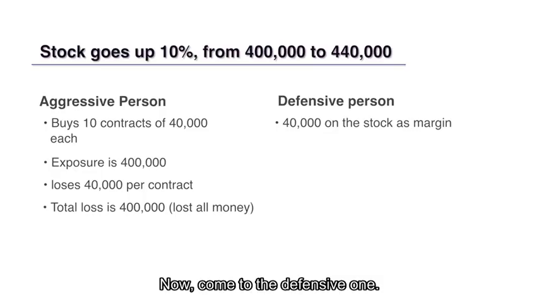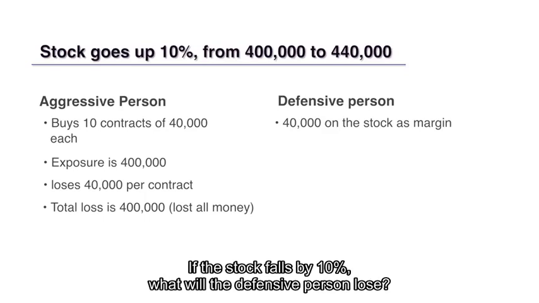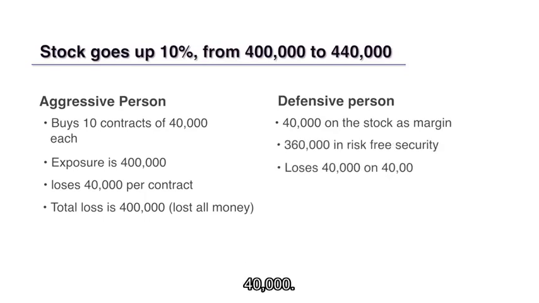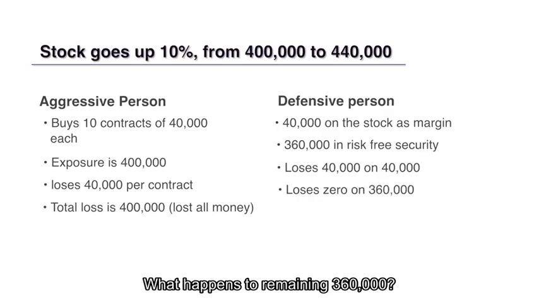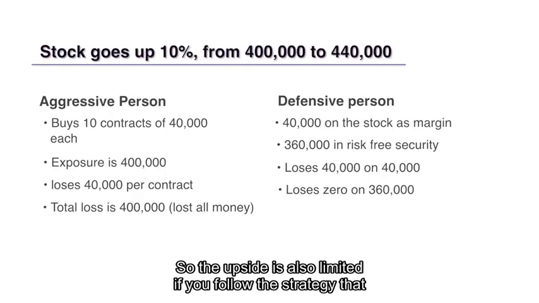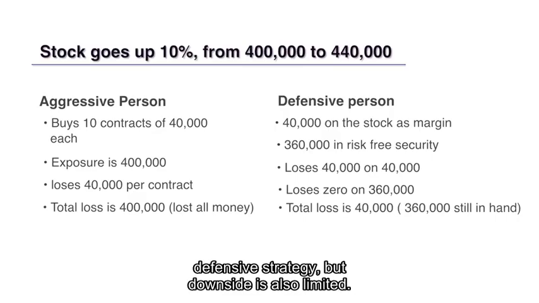Now come to the defensive guy. If the stock falls by 10%, what will the defensive person lose? 40,000. What happens to remaining 360,000? Where is it invested? Risk-free asset. It will remain as it is. So the upside is also limited if you follow that defensive strategy, but downside is also limited.